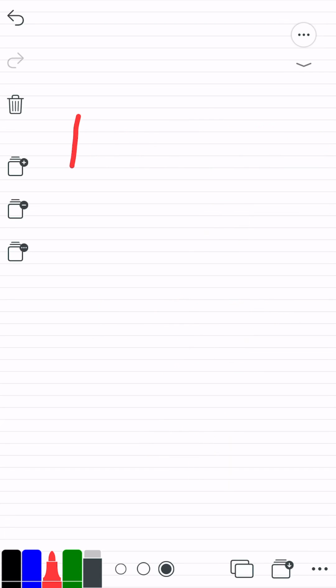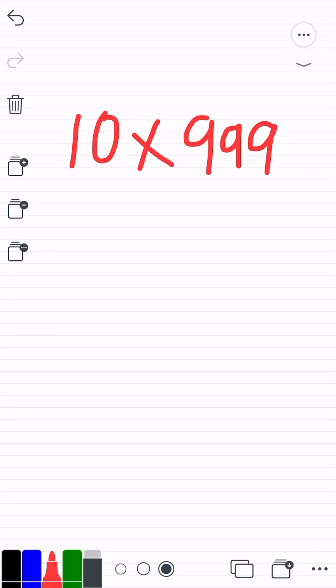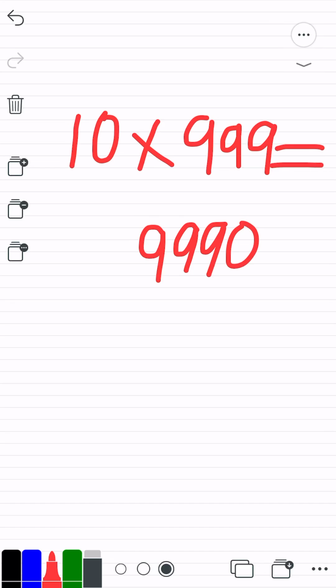10 times any number equals the same number with 0 in the units. So 999 with 0 in the units, and that's read as 9,999. No, 9,990. And here is 0, okay? So these are for 0, 1, and 10.